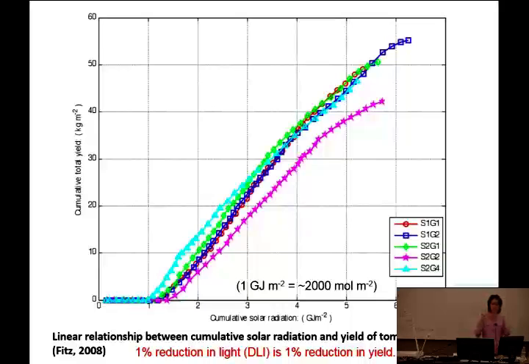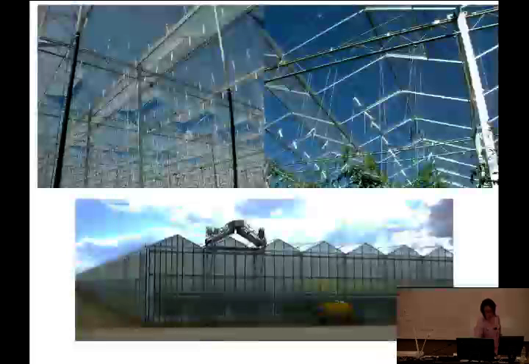Light is very important. You don't want to lose the light in the greenhouse. A 1% reduction in the solar radiation or PAR is going to result in a 1% reduction in the yield. So it's a high correlation showing that. Okay? All right.